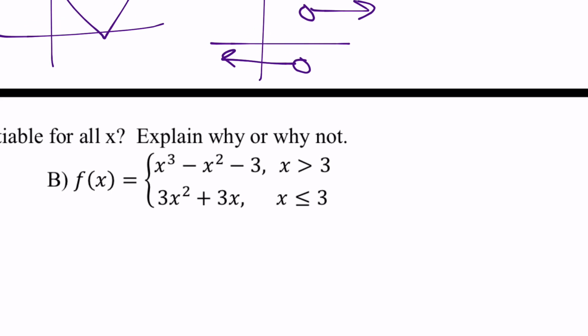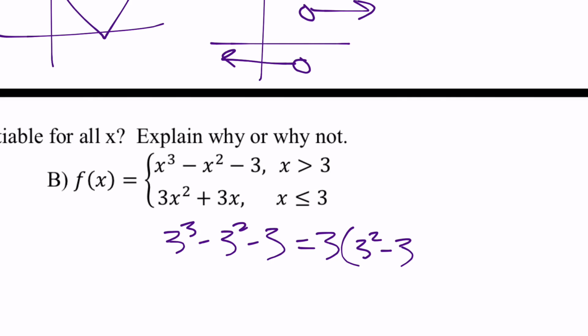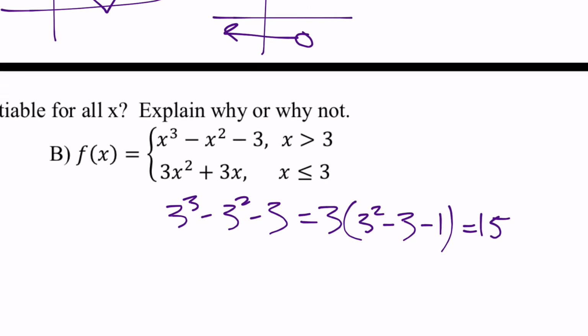Let's do the same thing with this function. Is f of x continuous? Well, 3 cubed minus 3 squared minus 3 is 3 times 3 squared minus 3 minus 1. Maybe that makes it easier, maybe it makes it harder, I don't know. 9 minus 3 is 6. 6 minus 1 is 5. 3 times 5 is 15. That did make it easier for me anyways.